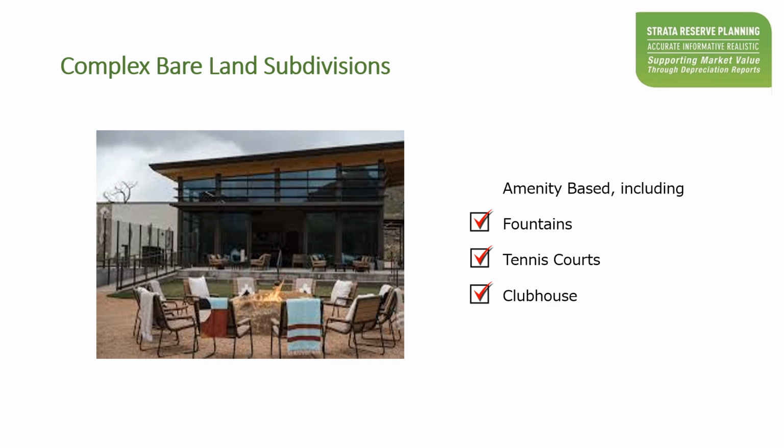What I would term as complex bare land subdivisions are amenity based. So they'll have a lot of amenities, including fountains, tennis courts or basketball courts, and usually have a clubhouse with a pool. They might have guest suites, that sort of thing.